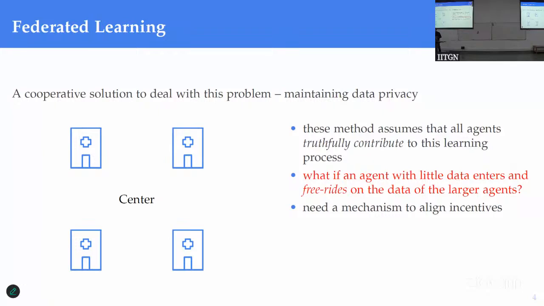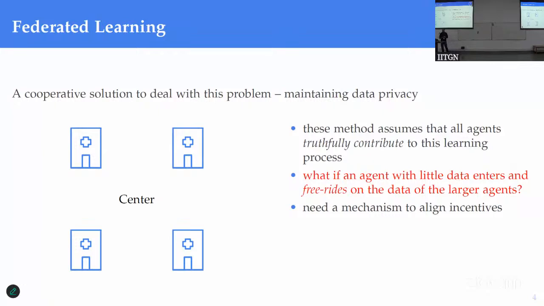But what if some agent has very little data, let's say one of these hospitals is a small hospital and does not have enough data? It may say that I don't have any data, but I still participate in the federated learning process. I learn a very nice model, but completely free. And then you see that there is no reason for the bigger hospital, which has a lot of data, to train the model on their data set.